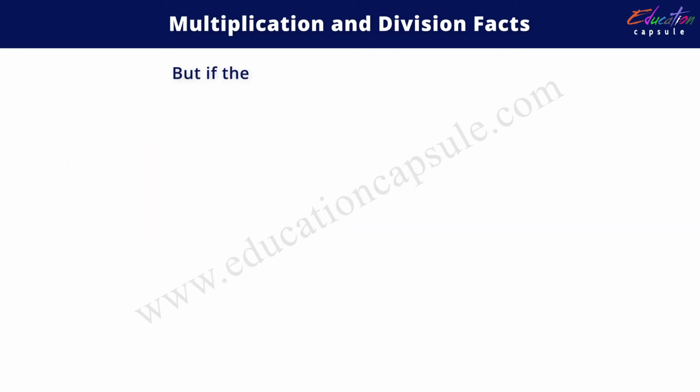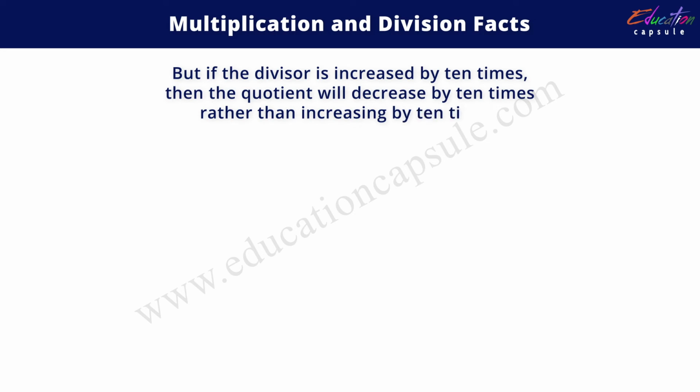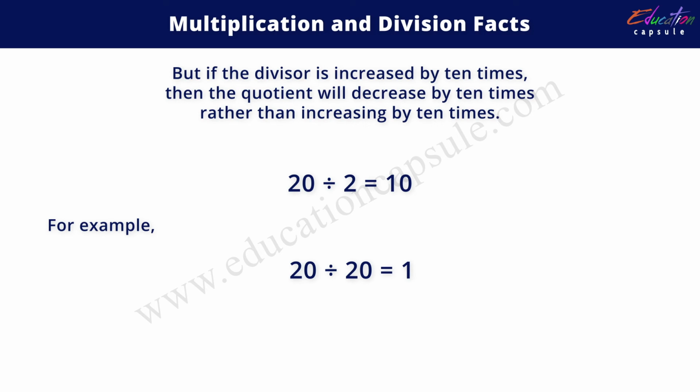But if the divisor is increased by 10 times, then the quotient will decrease by 10 times rather than increasing by 10 times. For example, 20 divided by 2 gives you 10, whereas 20 divided by 20 would give you 1. As the divisor has increased by 10 times, the quotient has decreased by 10 times.